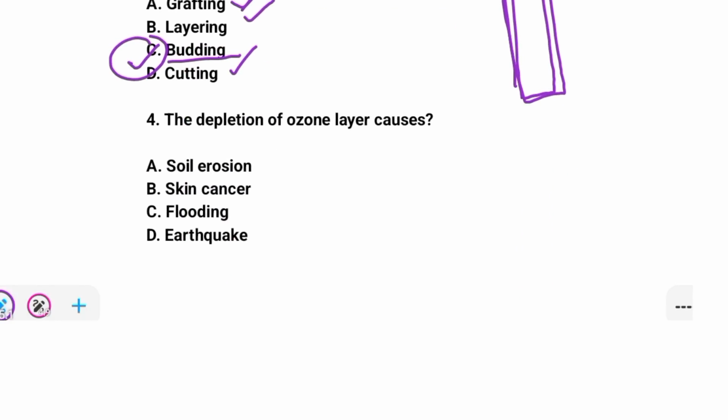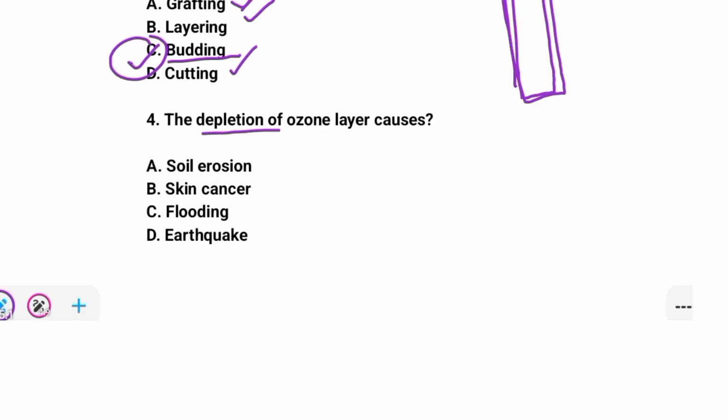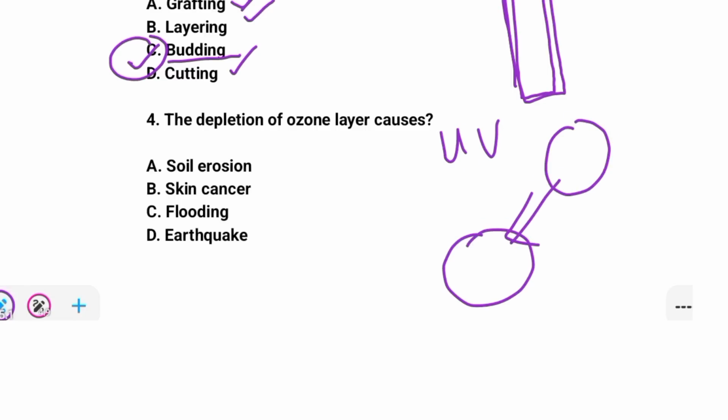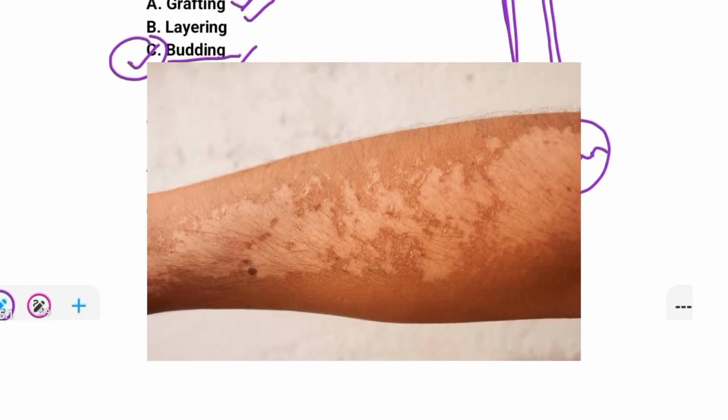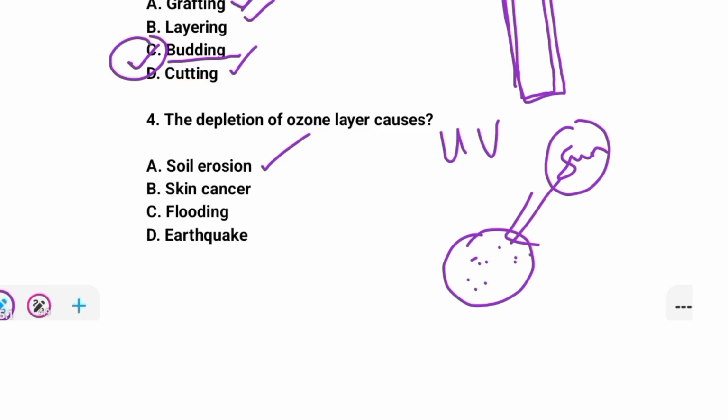The next one is depletion of ozone layer causes dash. Ozone layer is a covering over the atmosphere that prevents the intense UV rays from the sun from reaching the earth. Now, when this ozone layer is depleted, that means when it is reduced, then the UV rays from the sun will be reaching the earth at full intensity. The intensity will be too high, and the UV rays will destroy the skin to affect the skin burn or skin cancer.